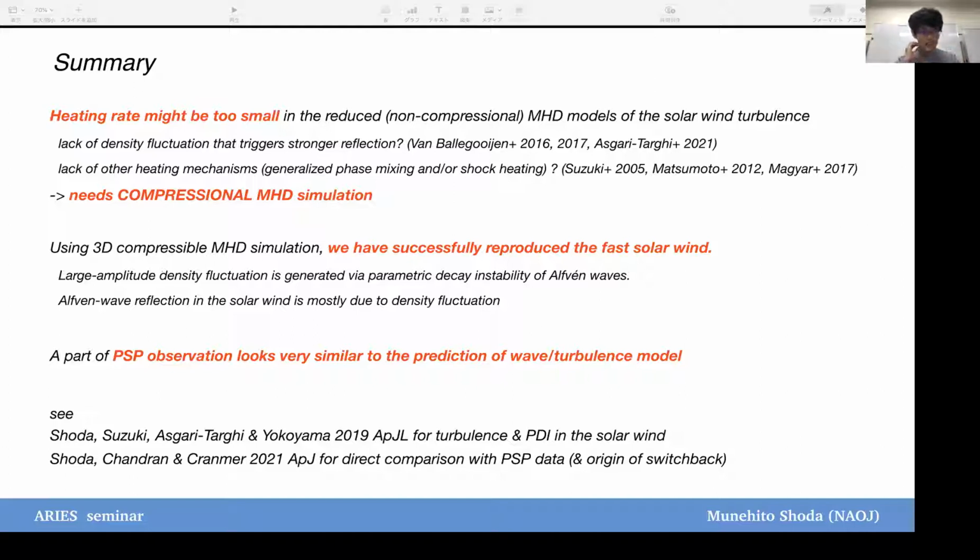And interestingly, we have reproduced PSP observation in the quiet phase. So at least a part of the observed solar wind is purely driven by Alfvén waves and turbulence. And so if you're interested in our work, please refer to these works. And that's it. Thank you very much for listening.